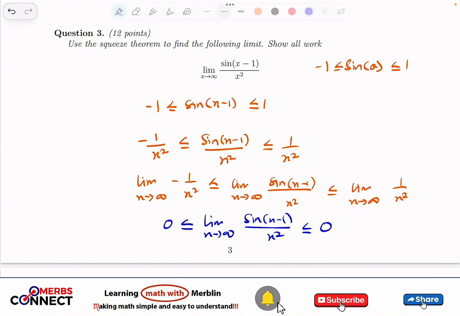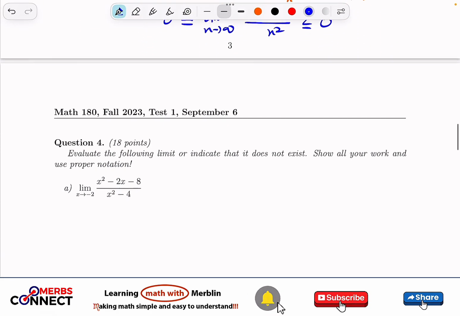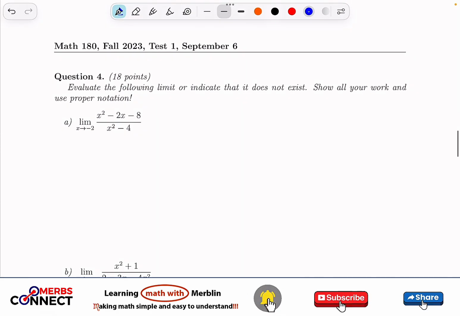So what will be the conclusion? This limit here should be equal to 0. So that's basically what we are going to get from here. This limit should be equal to 0. So it's kind of very straightforward for you to just take your time and then do them step by step.